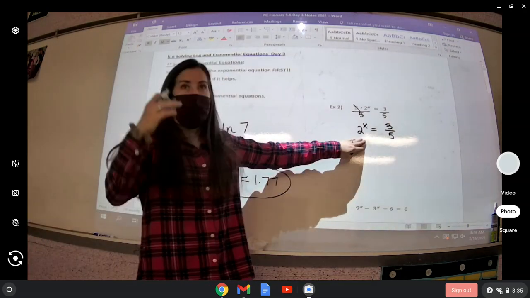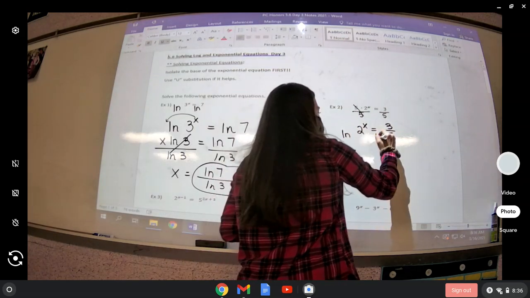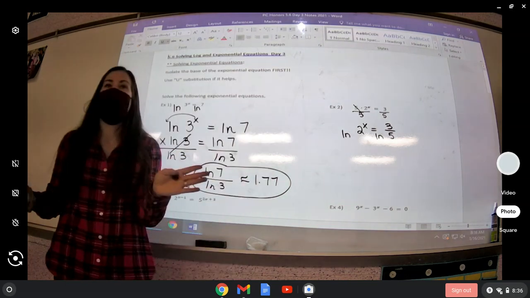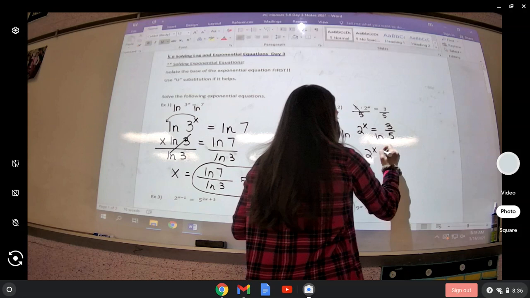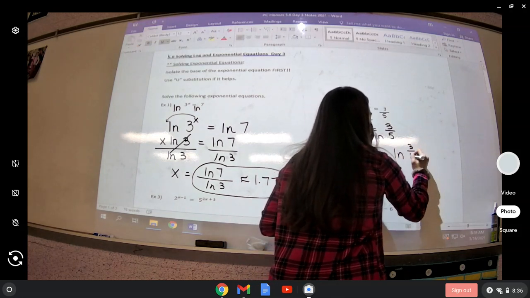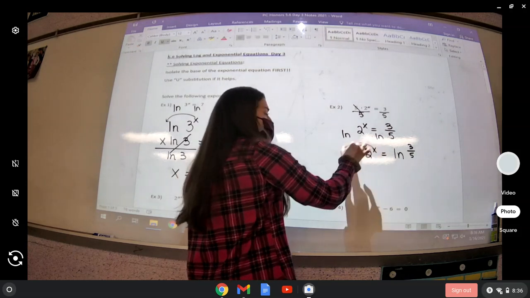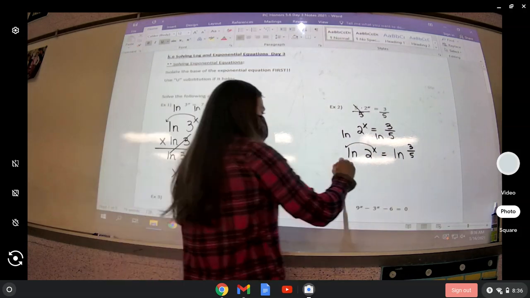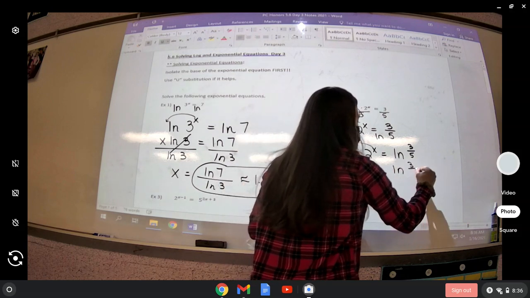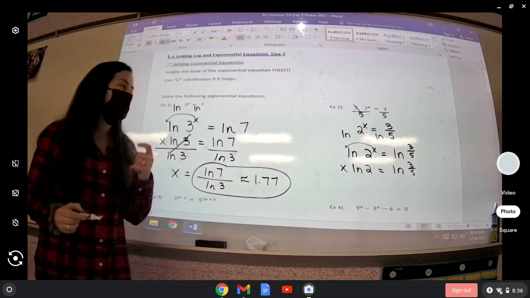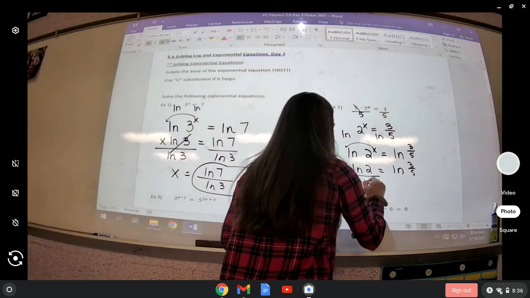Now, to undo an exponential, I'll log both sides. So I'm going to natural log both sides. But again, you could log both sides as well. They let you do base 10. So now you get the natural log of 2 to the x equals the natural log of 3/5. Now that we have an exponent inside of a log, we can drop it down in front as a factor. So x times the natural log of 2 equals the natural log of 3/5. And now all you have to do is divide by the natural log of 2.